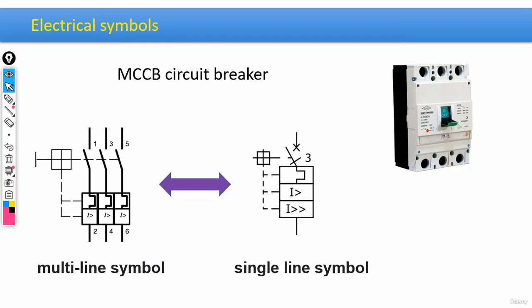Now, as an example, here we got an MCCB circuit breaker. When it comes to drawing an electrical diagram for this sort of breaker, we can go with both single-line symbols and multi-line symbols, based on the IEC standard. Alright guys, this was a very short and concise introduction to this concept. Later on, we're going to talk about it more completely.